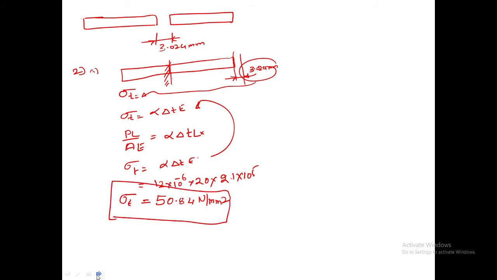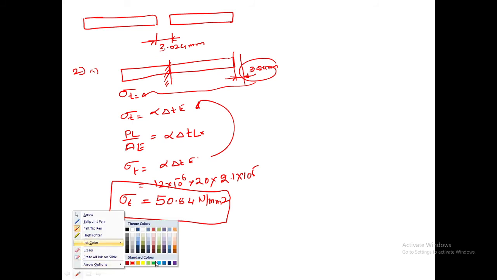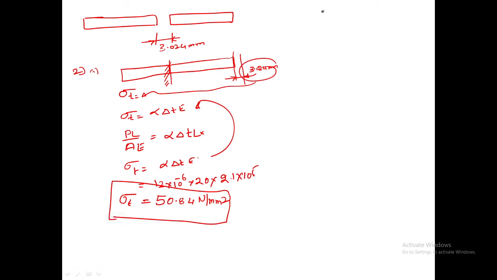Suppose they give a small gap between the two rails of 2 mm here. Now this is the second part. Find out the stress if a gap of 2 mm is provided. Now you have a gap of 2 mm here. Now find out what the stress is.